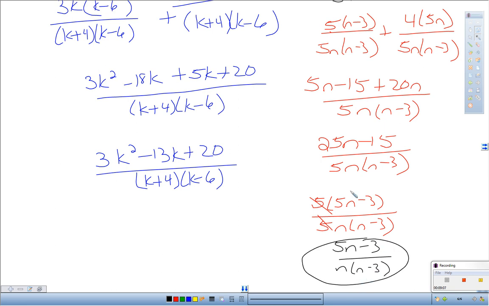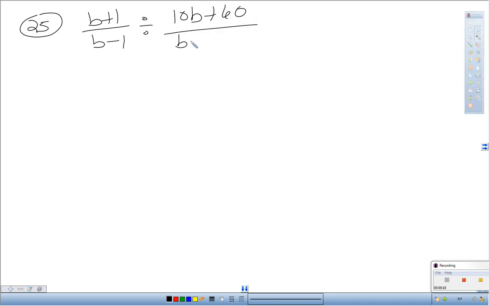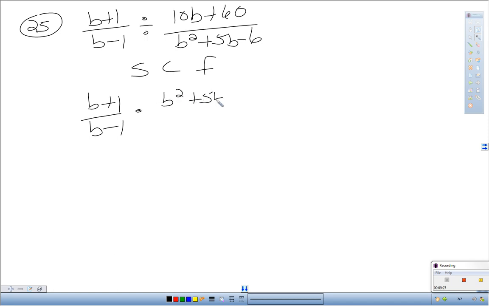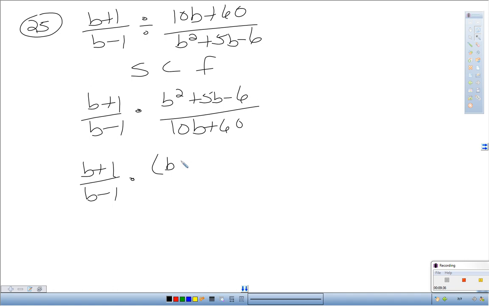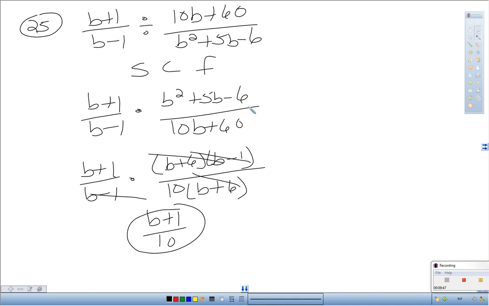Alright, for 25, whenever you have a division problem like this, b plus 1 over b minus 1, divided by 10b plus 60 over b squared plus 5b minus 6. Remember to stay, change, flip. So I'm going to leave the first fraction alone, change this to multiplication, and then flip the second one. And so that leaves me this. I notice that in my second fraction, the numerator's a trinomial, so I can factor that into b plus 6, b minus 1. And in the denominator, I can take out a GCF of 10, and that'll leave me b plus 6. Stuff crosses out, and that leaves me b plus 1 over 10.